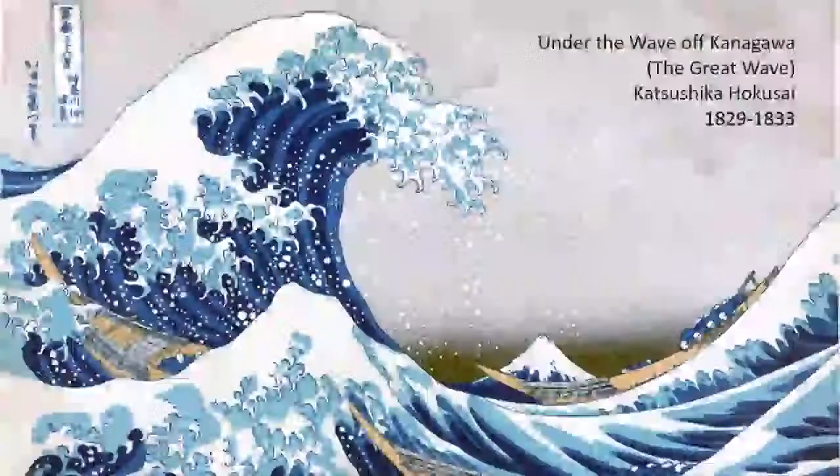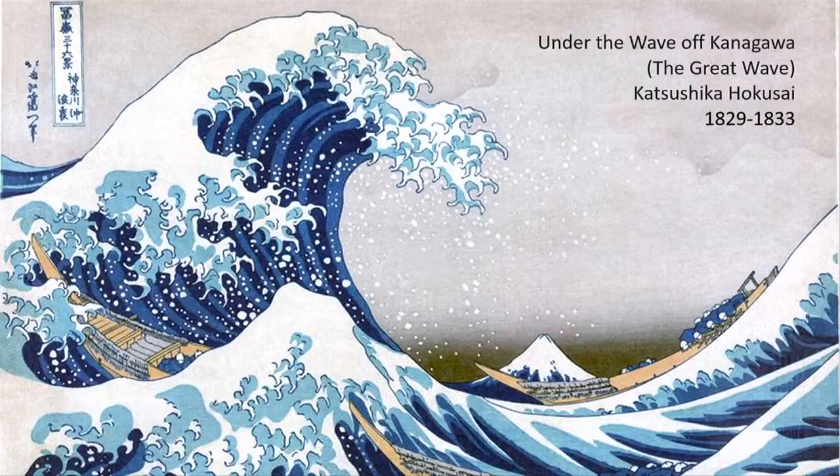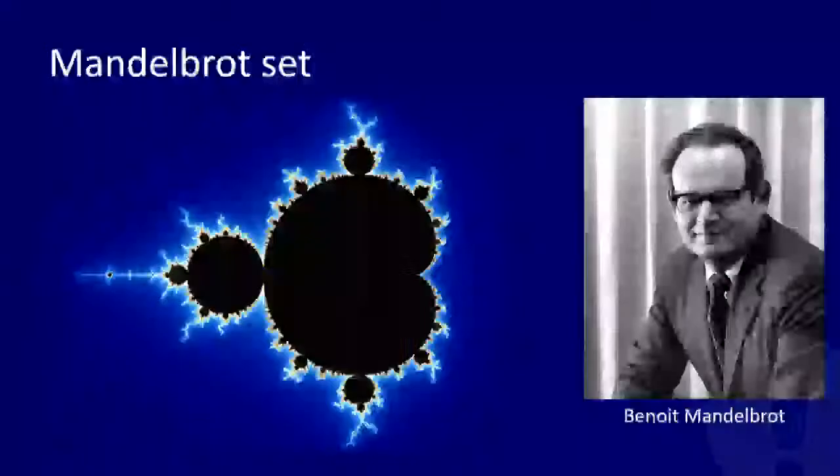This idea of self-similarity has been around a while. Here's an example, a painting they bring up in that Nova PBS documentary called The Great Wave, painted in the early 1800s by Katsushika Hokusai. The idea here is it's a wave made up of smaller waves. We notice this a lot in natural phenomena, where things are made up almost of smaller versions of themselves.